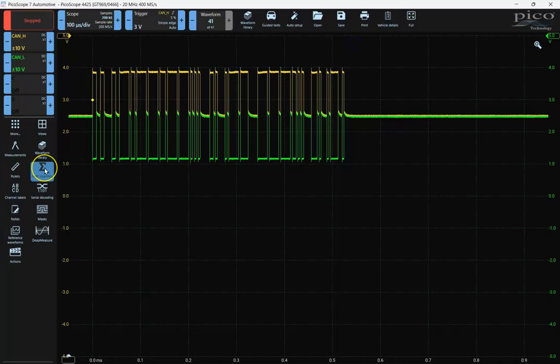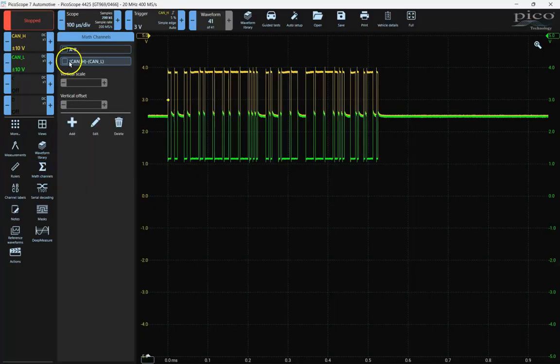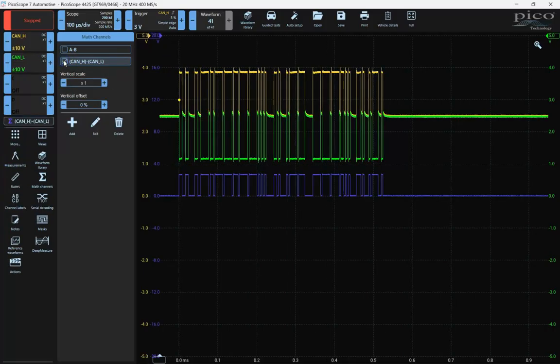I can add a math channel. By adding a math channel here with PicoScope, I'm basically going to show what the waveform would look like if it were generated from CAN high minus CAN low. So 2.5 volts minus 2.5 volts, obviously that's zero, and 3.8 minus 1.2. So let's take a look at what that waveform looks like.